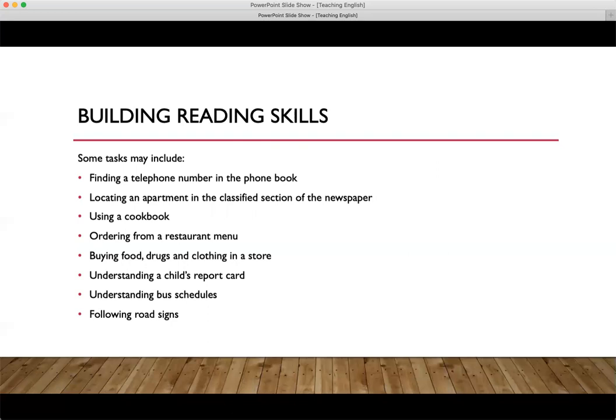Your list may include finding a number in the phone book, locating an apartment in a classified section of the newspaper, using a cookbook, ordering from a restaurant, buying food or drugs or clothing in a store, understanding a child's report card, understanding bus schedules, following road signs.